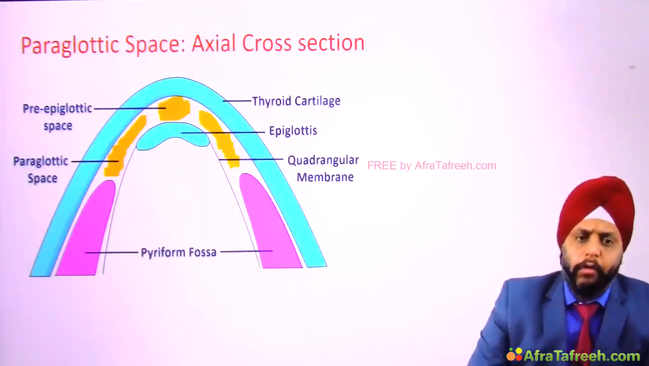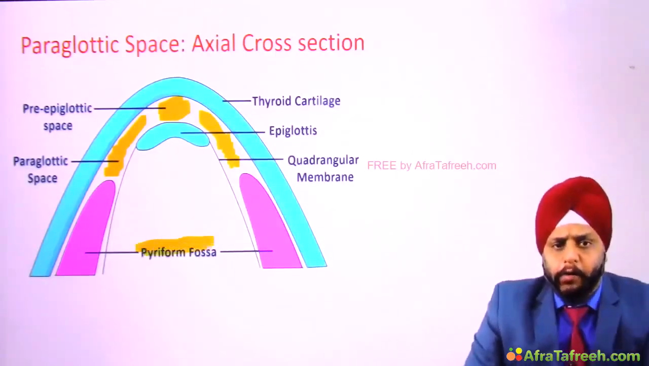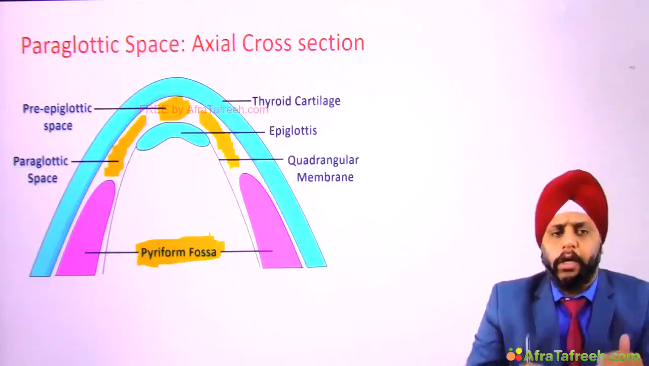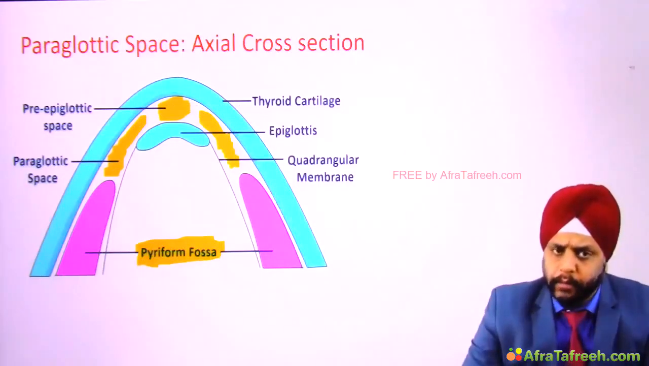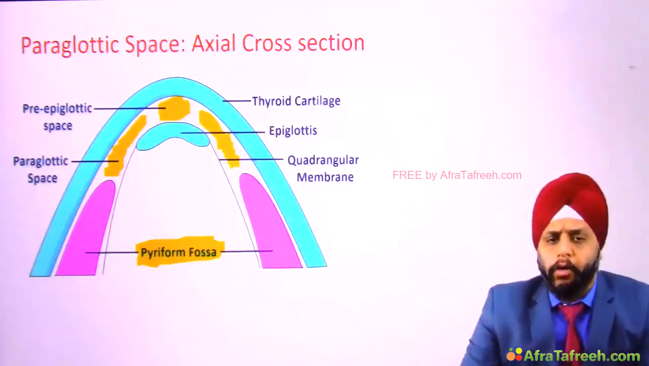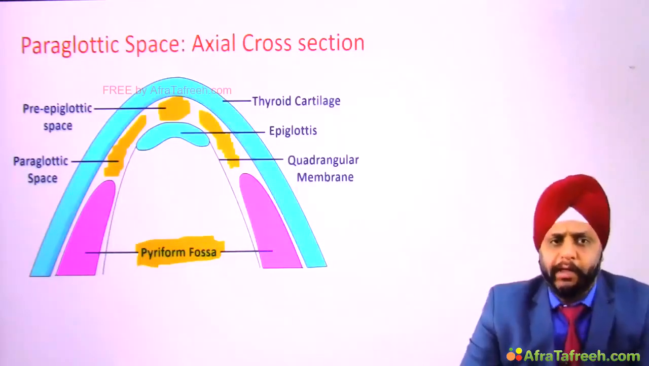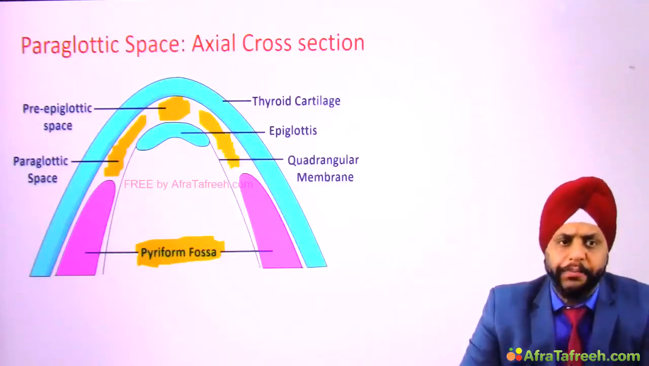All right, you have also noticed that the posterior boundary of the paraglottic space over here is the pyriform fossa. So remember, the pyriform fossa forms the posterior boundary of the paraglottic space, right? So this is the paraglottic space axial cross section. We have converted the coronal into axial. Okay, at one particular point we can see the two spaces, pre-epiglottic and paraglottic, together.